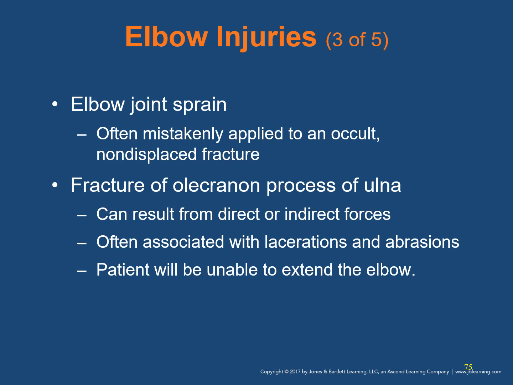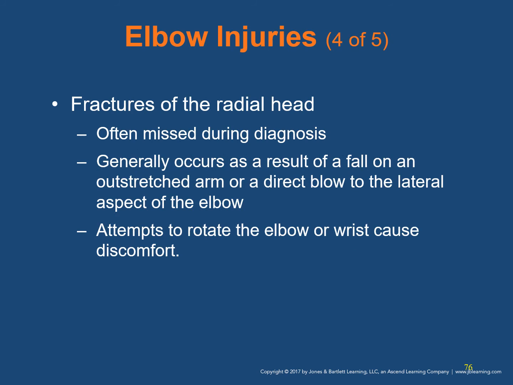Elbow joint sprain. This diagnosis is often mistakenly applied to the occult, non-displaced fracture of the olecranon process of the ulna. This fracture can result from direct or indirect forces and is often associated with lacerations and abrasions. The patient will be unable to actively extend the elbow. Fractures of the radial head. Often missed during diagnosis, this fracture generally occurs as a result of a fall on an outstretched arm or a direct blow to the lateral aspect of the elbow. Attempts to rotate the elbow or wrist cause discomfort.